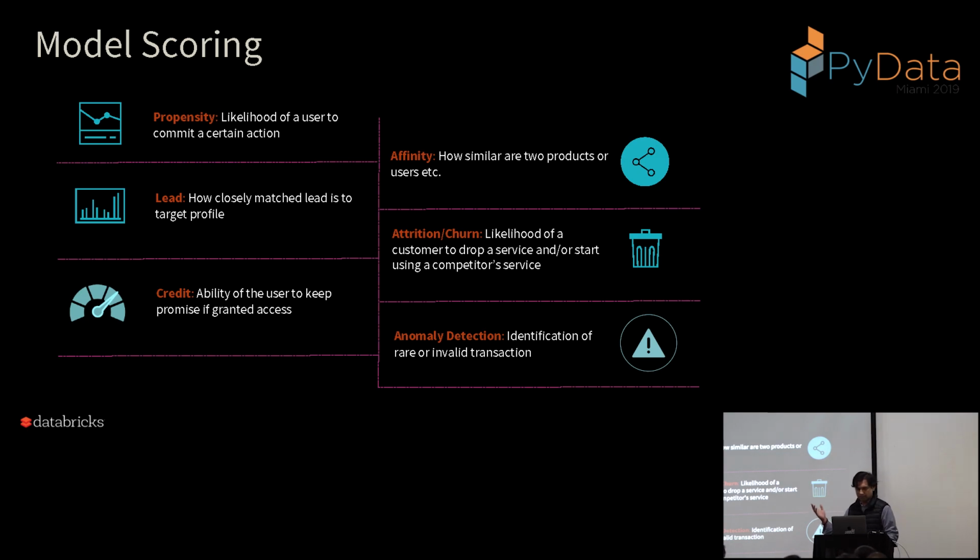So, for example, some of the common ones are propensity scoring, that is the likelihood of the user to commit a certain action, affinity scoring, that is how similar are two products or users, attrition, that is the likelihood of a customer to drop your service and start a competitor service, credit scoring that you know already, and then anomaly detection, that is identifying a rare or invalid transaction.